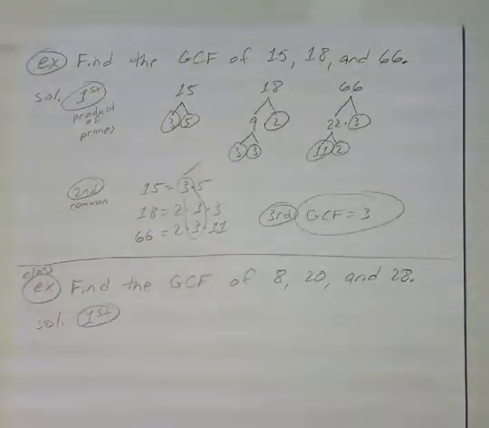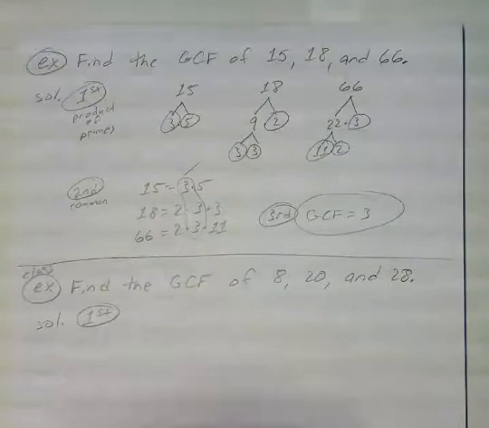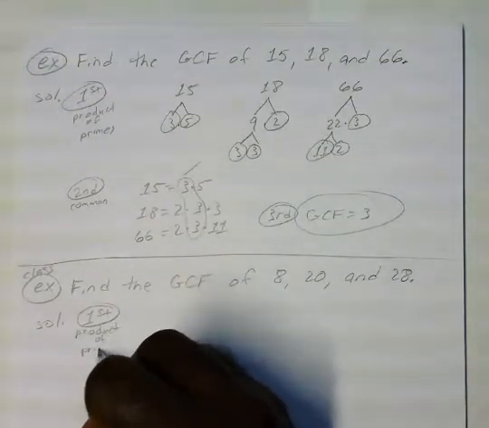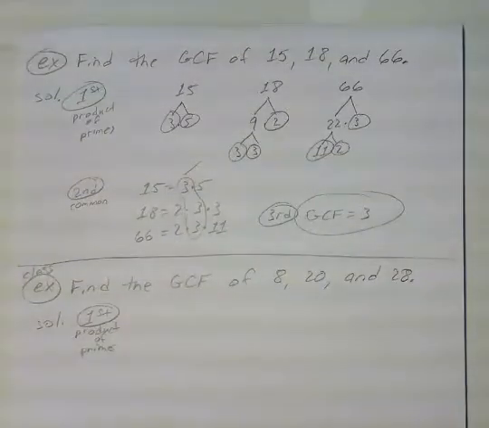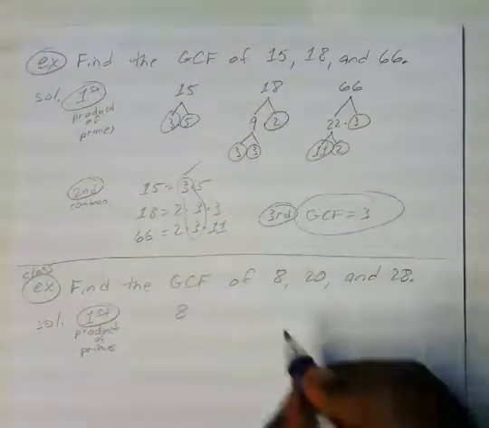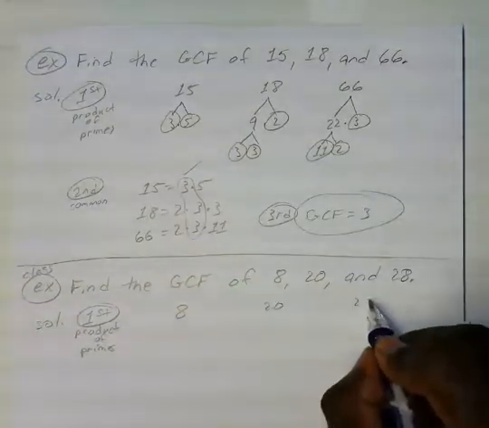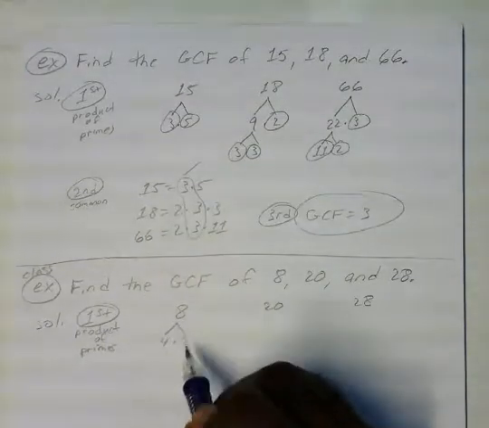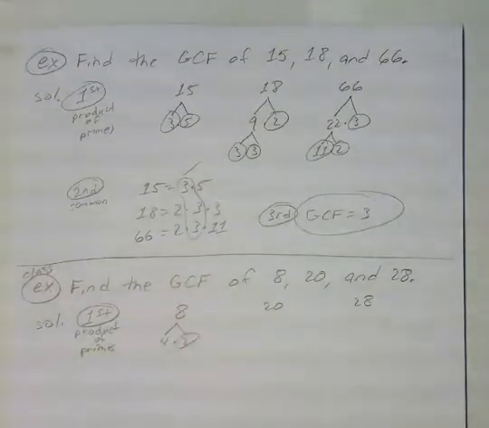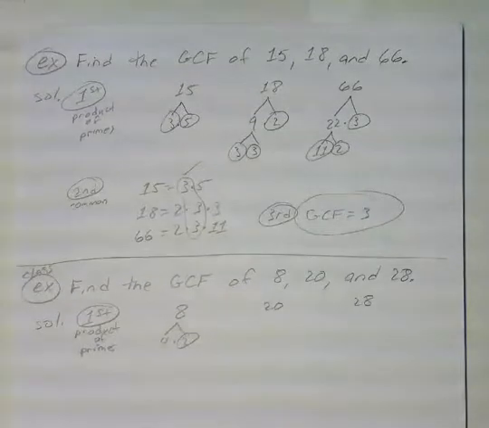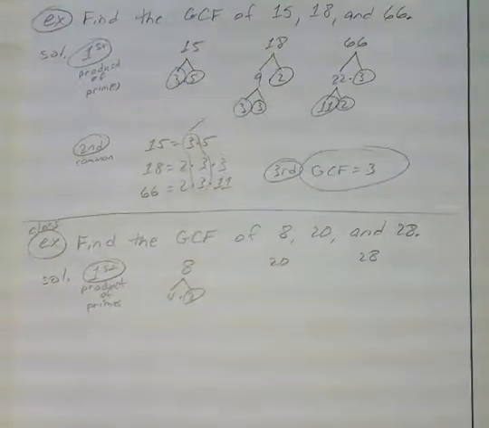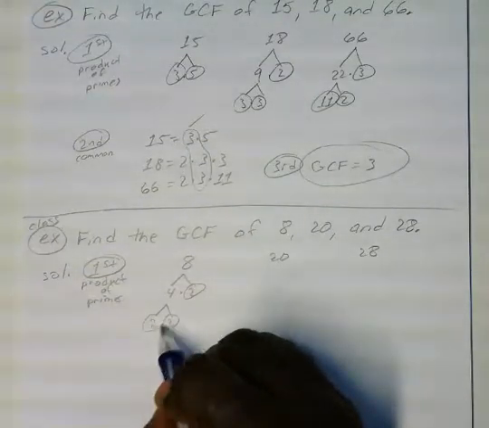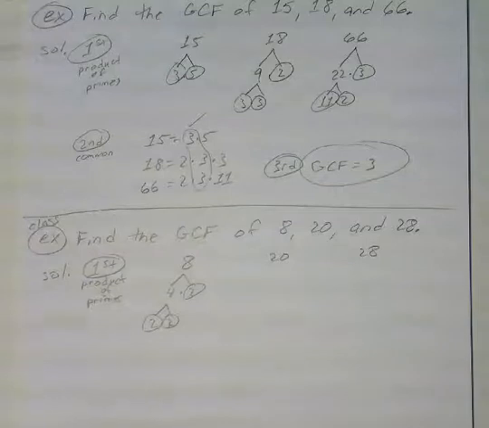Your first step, just like up here, is to find the product of primes. So we have 8, we have 20, and we have 28. The 8, you can make that 4 times 2, where we know that 2 can't be reduced anymore, so we can go ahead and circle it. We'll bring that up some. There we go. And the 4, you can make that 2 times 2, where neither one of those can be reduced anymore, so we circle those.